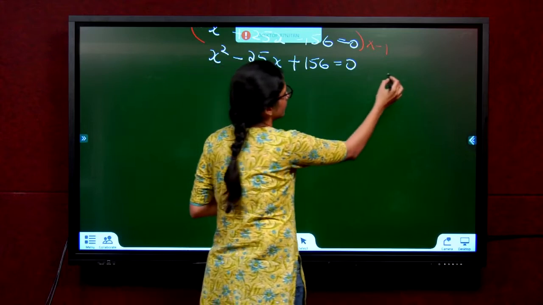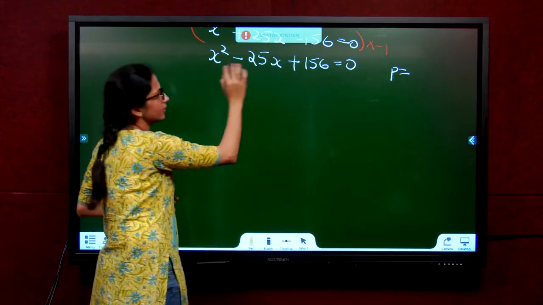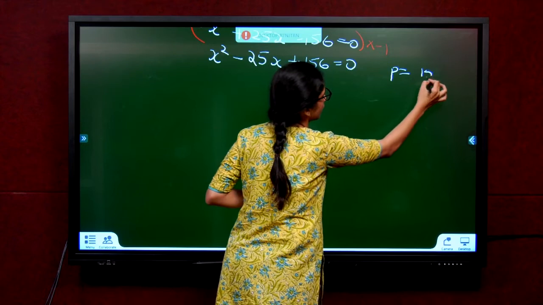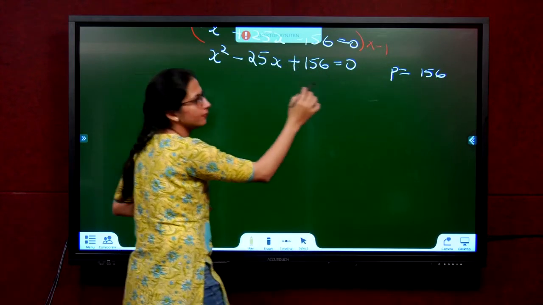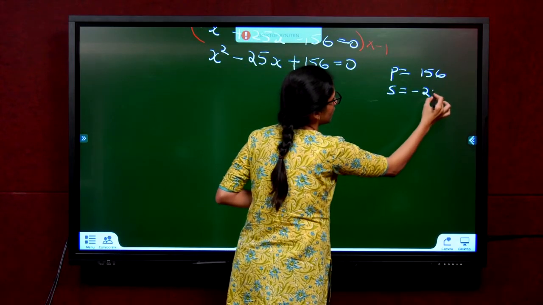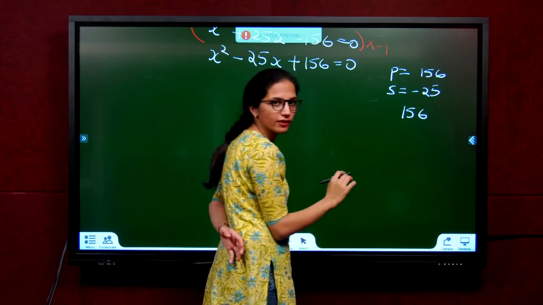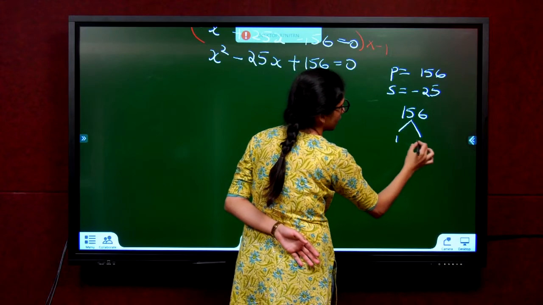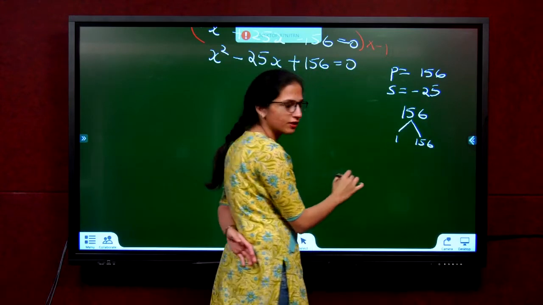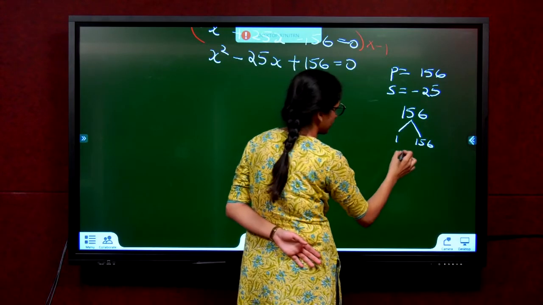Middle term, okay, product first. 1 into 156, 156. Sum term, minus 25. So we'll take 156 and we'll start splitting. If we reach 25, that's the answer. 1 and 156 will never give 25 if you add, subtract or do anything.